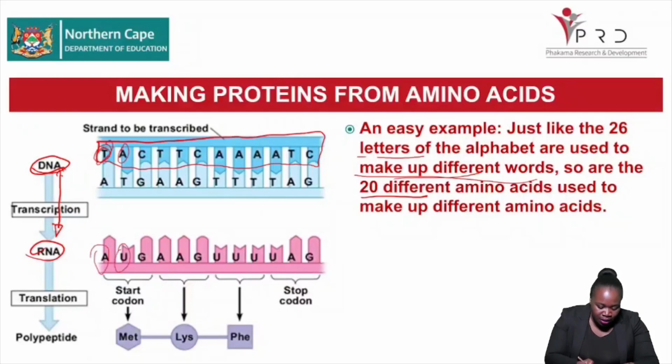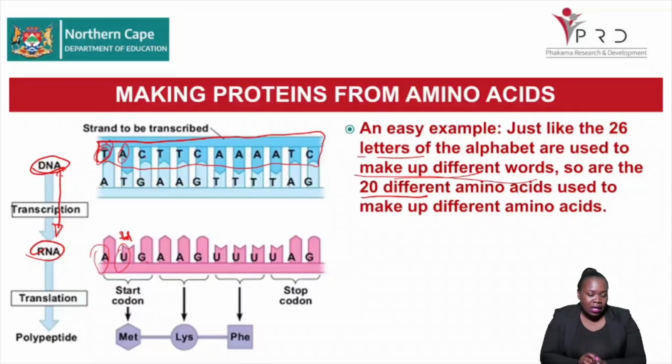Adenine is pairing with uracil. It's pairing with uracil and not thymine, right? Adenine is pairing with uracil. It's not pairing with thymine. Why? mRNA or tRNA do not have thymine. And then we can see the C with the G until we have this mRNA chain, right?